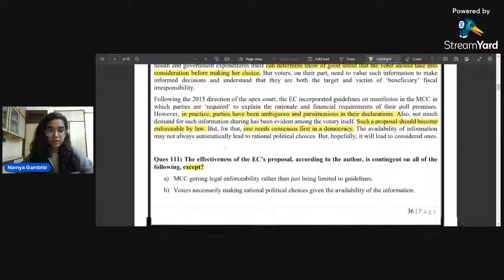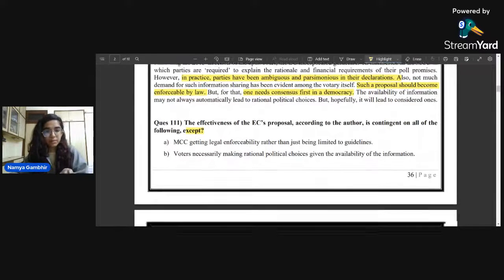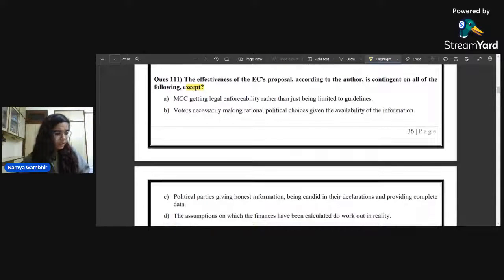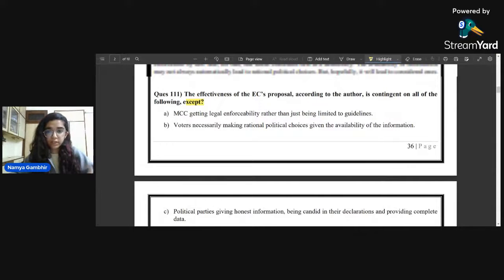Now, the first question. The effectiveness of the EC's proposal, according to the author, is contingent on all of the following except. So if we read this question, you have the first option, MCC getting legal enforceability rather than just being limited to guidelines. Yes, this has been mentioned by the author over here, that the MCC will need to get legal teeth, though it is a contentious proposition.